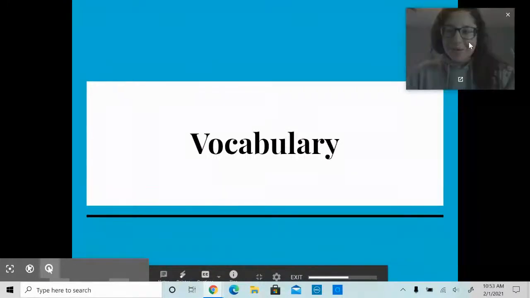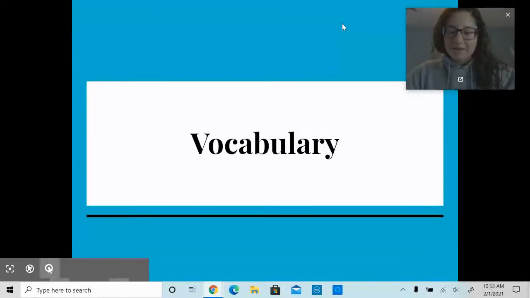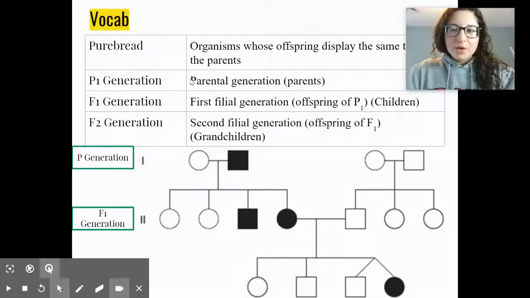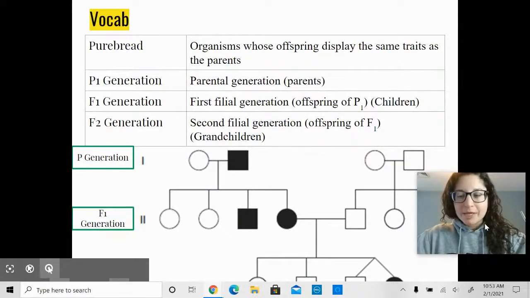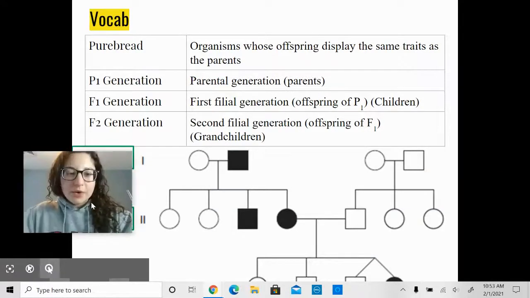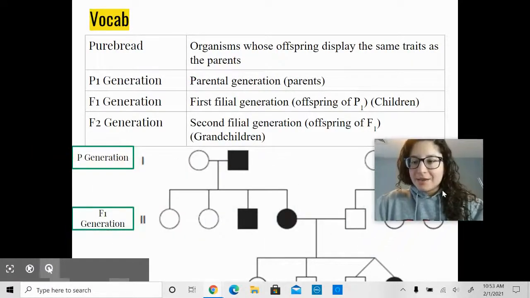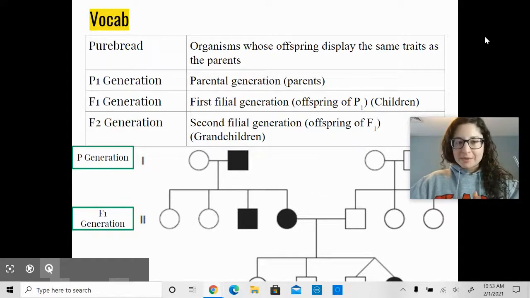Also, before we get into calculating these probabilities, there's a lot of background we have to go over first. So we have to look at the vocabulary associated with this probability idea and this inheritance idea. These vocabulary words will make it easier for us to be able to talk about these concepts. I'm trying to figure out where to put my face. I apologize.